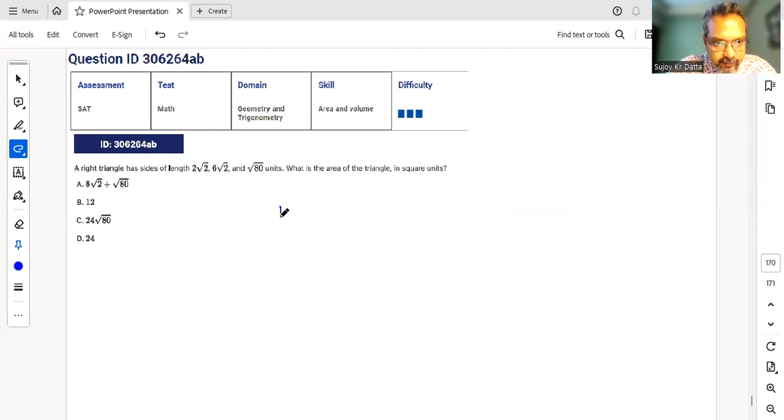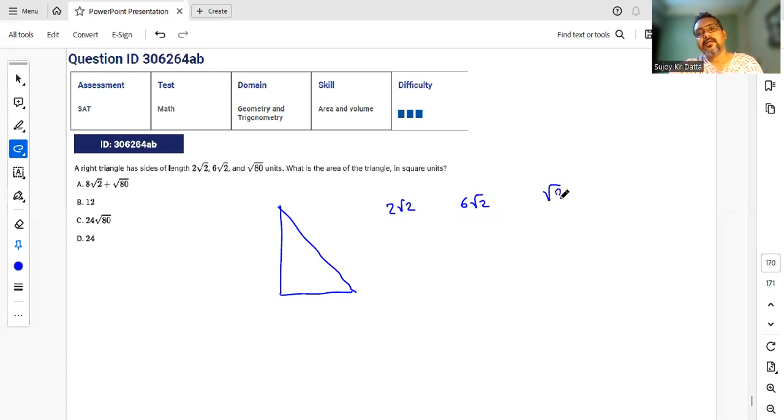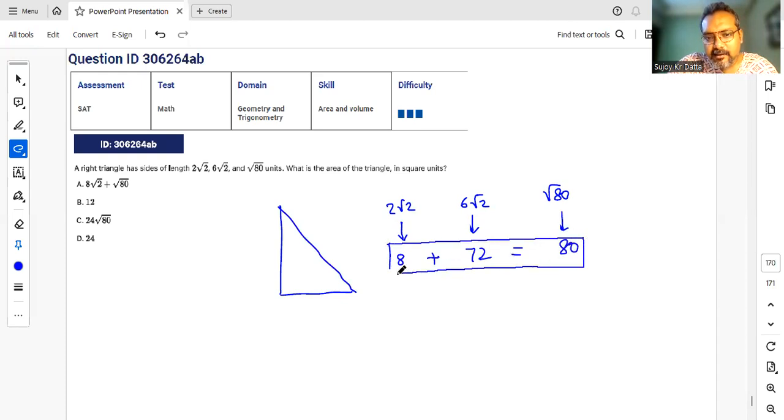Next one, you have a right triangle which has sides 2 root 2, 6 root 2, and root 80. Now, root 80 kind of looks to be the bigger one, right? Let's try figuring out the sum of squares for this. So square of this is 8, square of this is 72, square of this is 80. That means it satisfies Pythagoras theorem. So 2 root 2, 6 root 2, and root 80 would be the positions, and it satisfies Pythagoras theorem. Hence, this will be right angle.